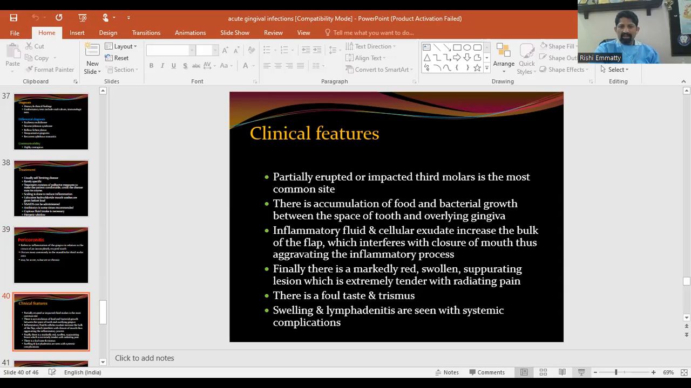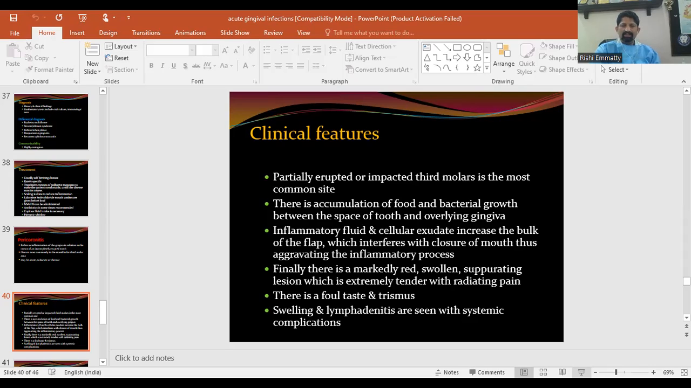Inflammatory fluid and cellular exudate increase the bulk of the flap. Because of exudation, the flap will be enlarged, which interferes when the patient closes the mouth. Because of the inflammation, it will be difficult. The patient will have pain and aggravate the inflammatory process. And there will be a marked red, swollen, separating lesion, which is extremely tender with radiating pain.